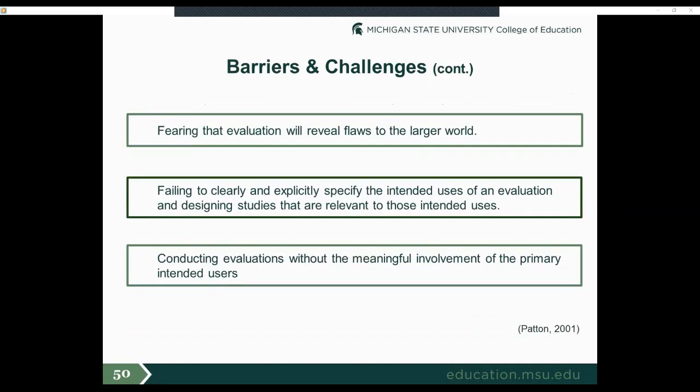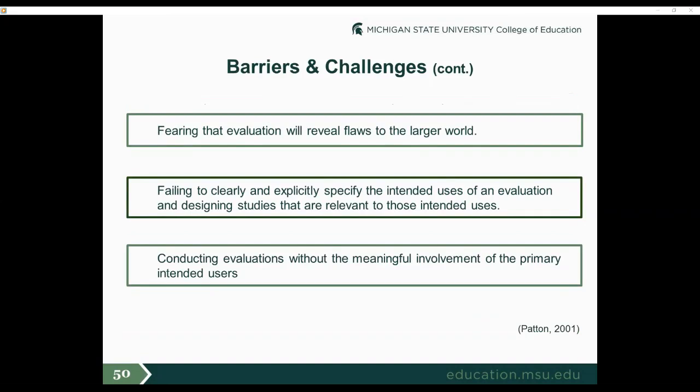Continuing with some of the barriers, feeling that evaluation will reveal flaws to the larger world is oftentimes something that we see in our agencies. At the counselor level in particular, there may be some misunderstanding of how the data is used and somewhat hesitant to provide the kind of input that would really help modify or benefit the situation.